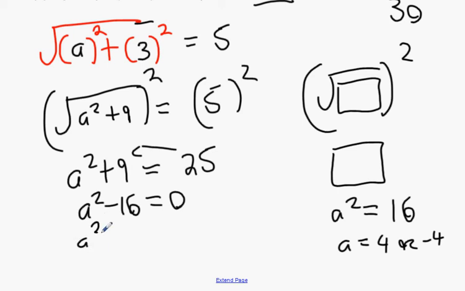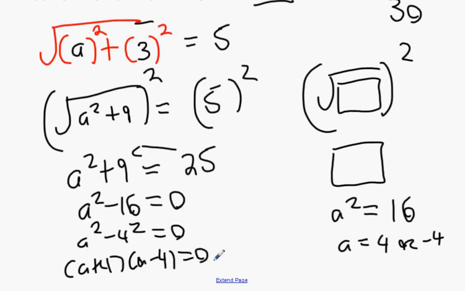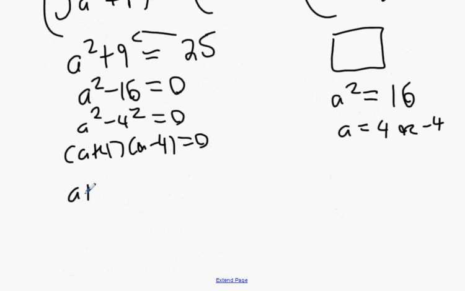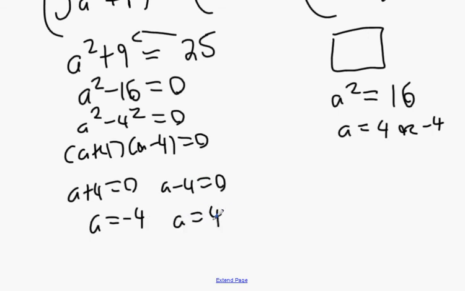I will finish it off using the difference of two squares. And then a plus 4, a minus 4 equals 0. It turns out to be the same answer. A plus 4 equals 0, so that means a equals minus 4. A minus 4 equals 0, that means a equals plus 4. Is that right? 16, square root it to get 4.